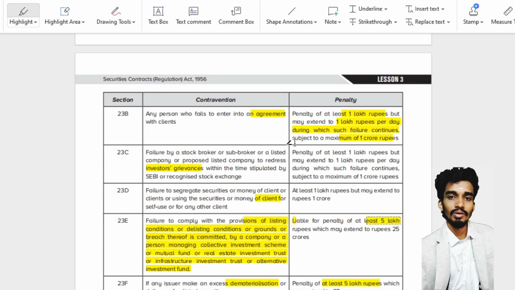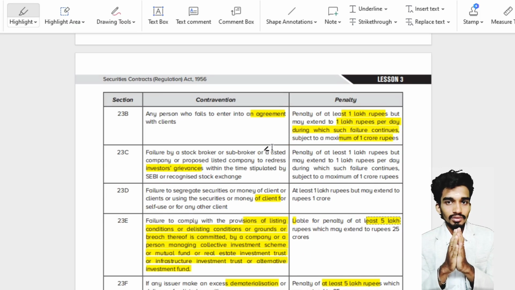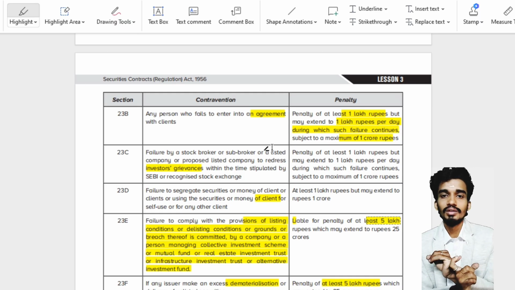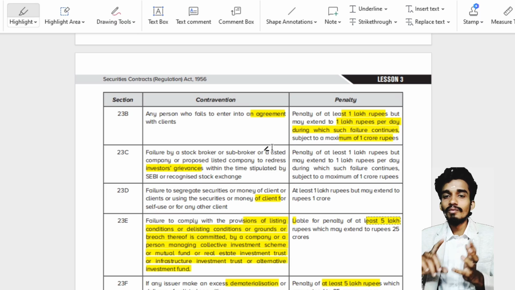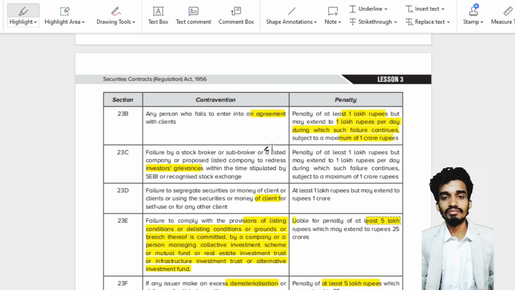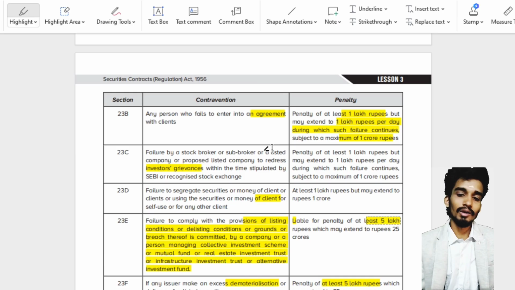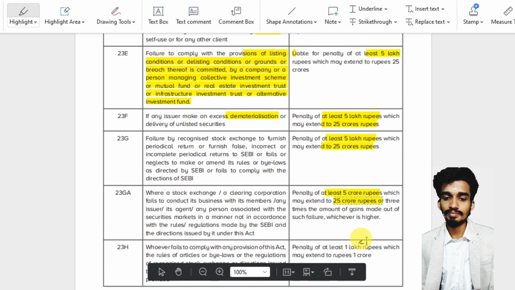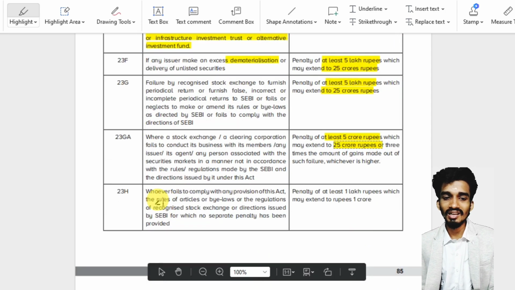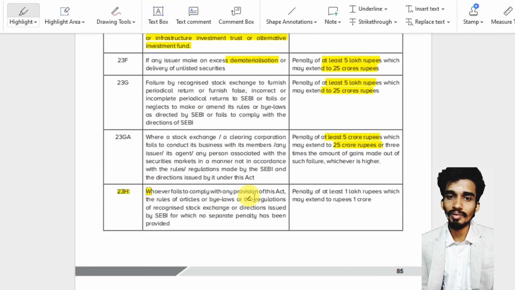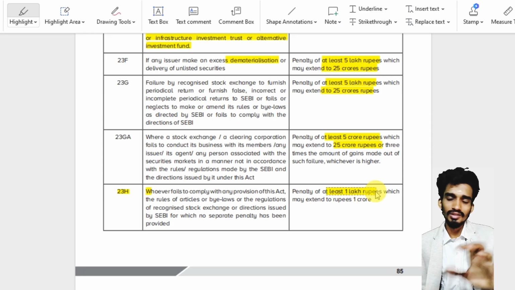So first, whenever it is concerned with books of accounts and client, it is 1 lakh rupees penalty. But if they fail, 1 lakh rupees per day, maximum to the extent of 1 crore rupees. Whenever it is other than this, it is 5 lakh rupees, which may extend to 25 crores. Simple, na? This cannot be asked in your exam. Whenever there are no provisions regarding penalty, it is 1 lakh rupees, this is not important.